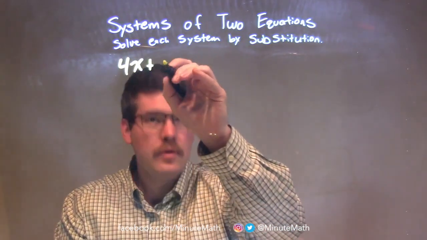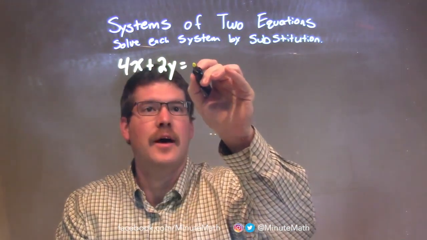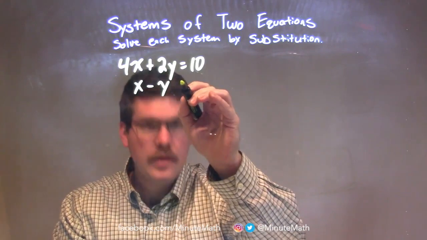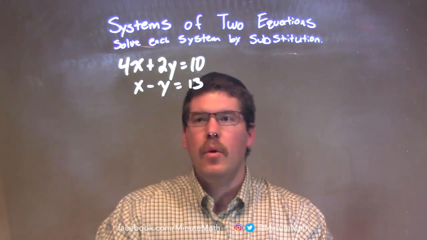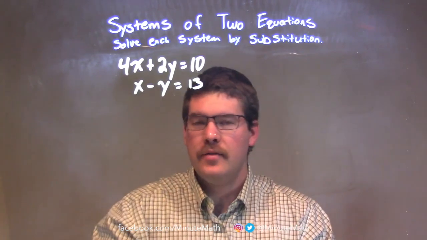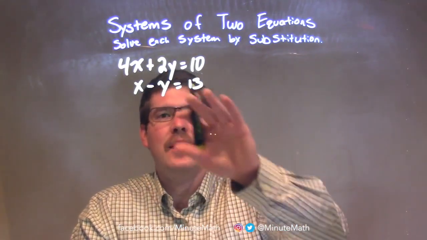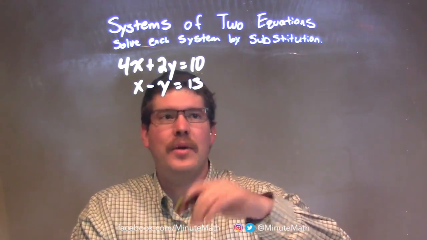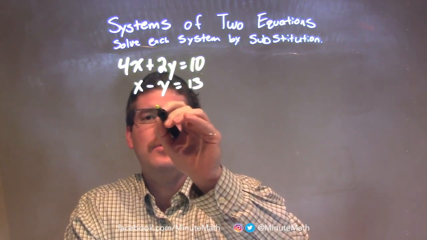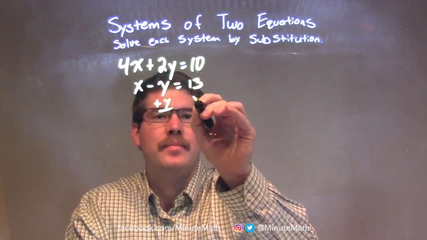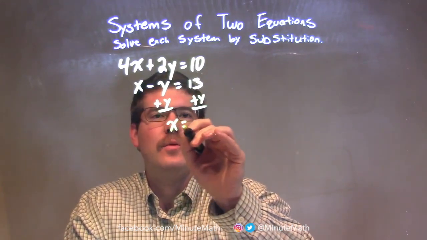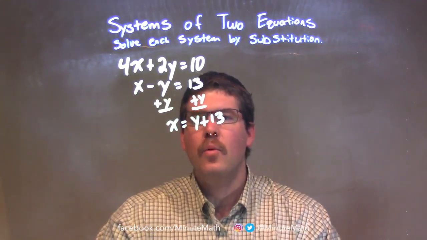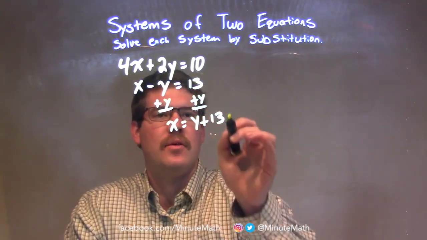4x plus 2y equals 10. In my second equation, x minus y is equal to 13. Well, neither of my variables is already isolated, but I know on the second equation I can get x by itself very quickly. I just have to add a y to both sides, so I'm going to do that. So I can rewrite the second equation, adding a y to both sides, and x equals 13 plus y, which is y plus 13. Okay, pretty simple.